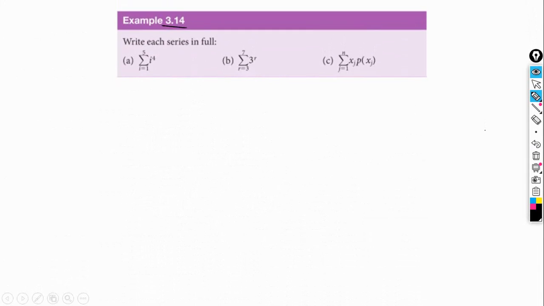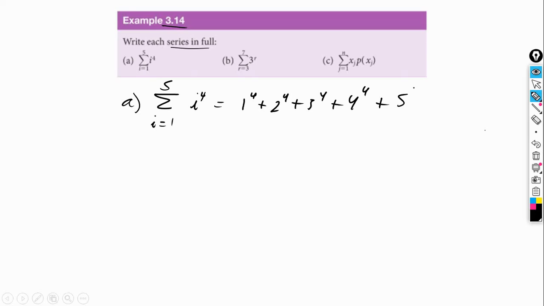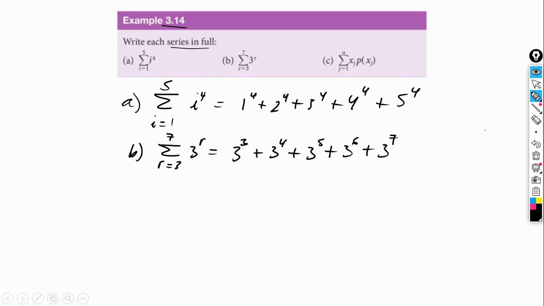So next we have example 3.14, and it says write each series in full. So for A, we have the sum from i equals 1 to 5 of i to the 4. So this is simply going to be 1 to the 4 plus 2 to the 4 plus 3 to the 4 plus 4 to the 4 plus 5 to the 4. And we just leave it like that because all they're asking us to do is to write each series in full, not to solve it, right? So for B, we have the sum from r equals 3 to 7 of 3 to the r. So that means that we start at 3, so that would be 3 to the 3 plus 3 to the 4 plus 3 to the 5 plus 3 to the 6 plus 3 to the 7. Again, we don't solve it, we just leave it like that.